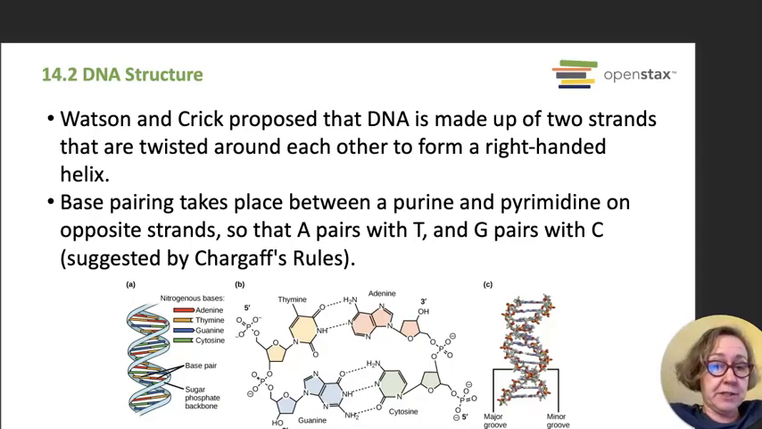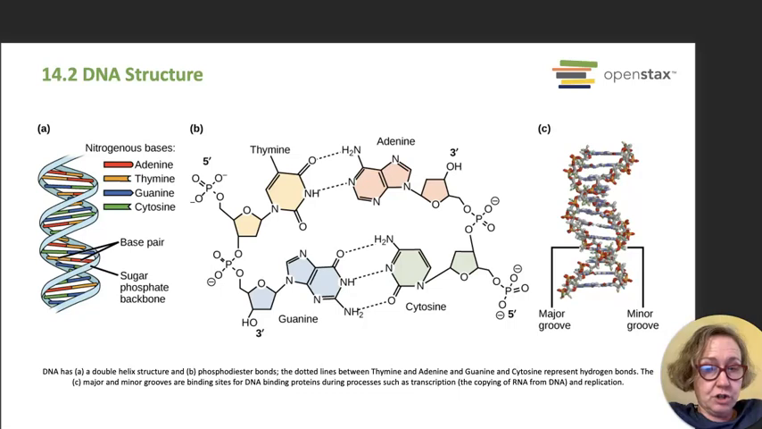So Watson and Crick proposed that DNA is made up of 2 strands of phosphorus, essentially, that are twisted around to form a right-handed helix. Again, mostly from Photo 51. The pairs take place between a purine and a pyrimidine, which they knew by Chargaff's rule. So they figured out this structure, and then they figured out that there was a phosphate backbone. And that is how they came up with the structure of DNA that you see here. There's also a major groove, the bigger one, and a minor groove.